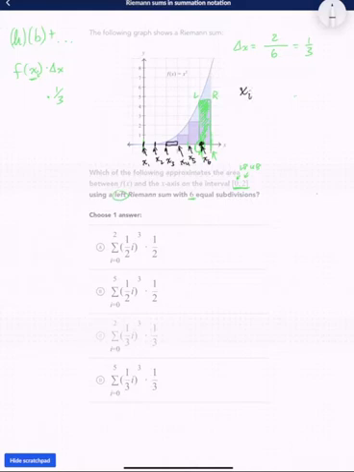x sub i equals a plus delta x i. Okay, now let me explain. Delta x, you guys know how to find that, but why are we adding that to the a? What is the a? This is going to be our lower bound, our lower boundary in the interval. So that's going to be 0. So this is kind of working out in our favor. I mean, 0 is a nice number.